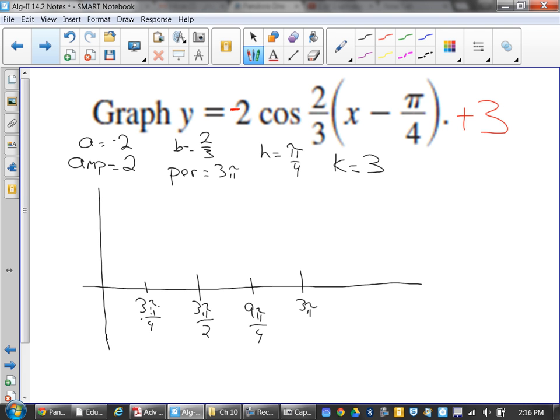Our A value is negative 2. Cosine starts at your A value. So in this case, cosine starts where? Negative 2. And then it just oscillates through the regular pattern. Negative 2, 0, positive 2, 0, and negative 2. Dotted line.